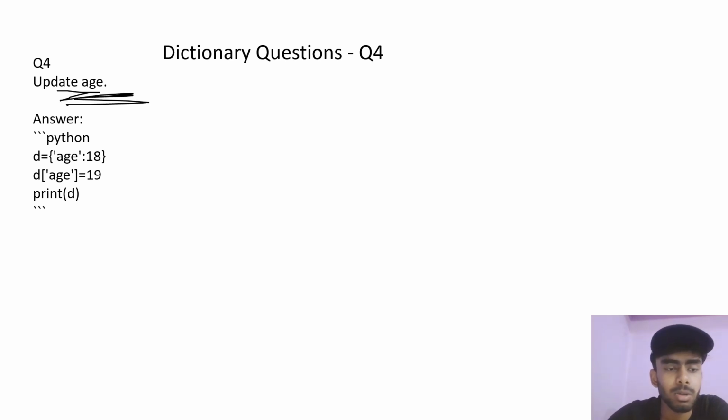Okay. Now update age. Here you have to update your age. So in this code, my age is 18 and I want to change my age. I want to update my age because now I am 19 years old. So just write like this: D age equal to 19. Remember one more thing. This is also very important and many students neglect this part and get confused while solving some questions.